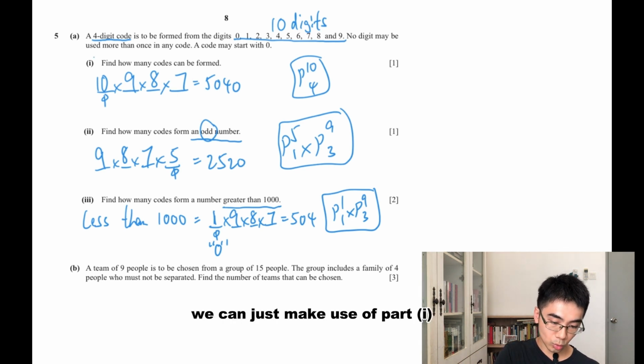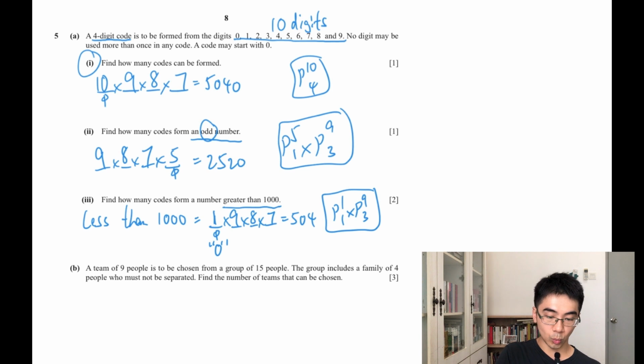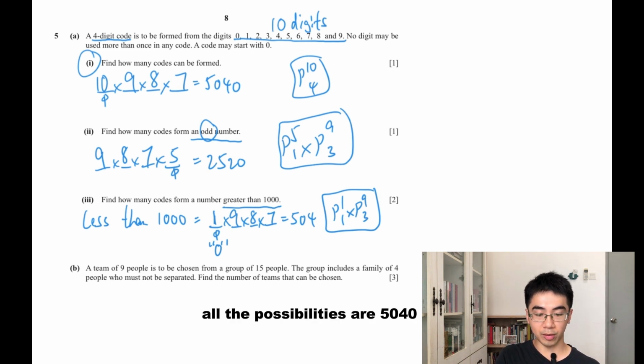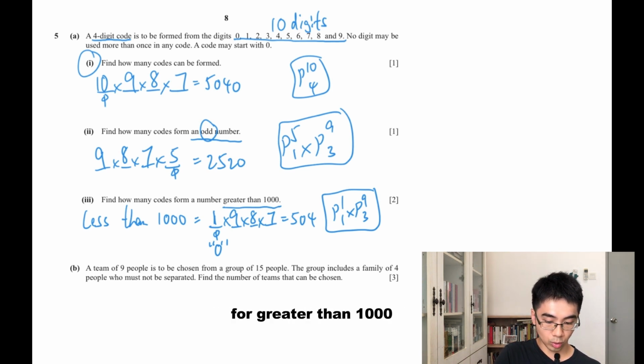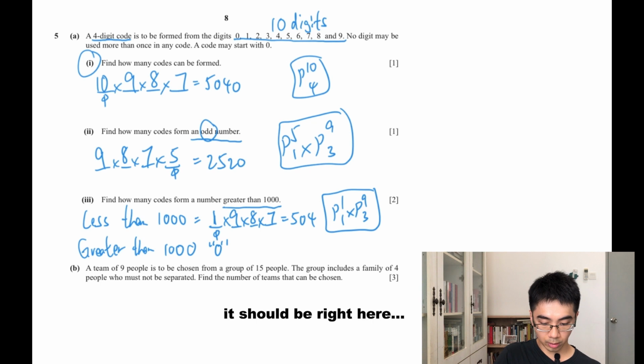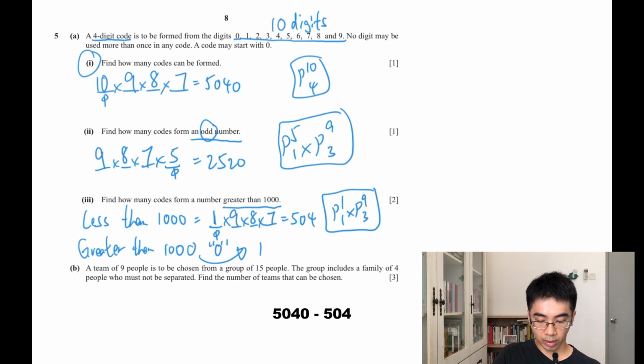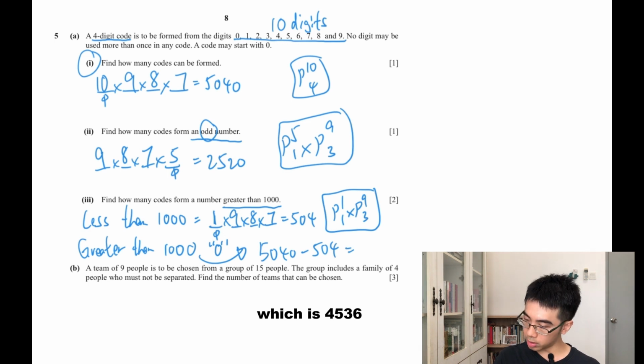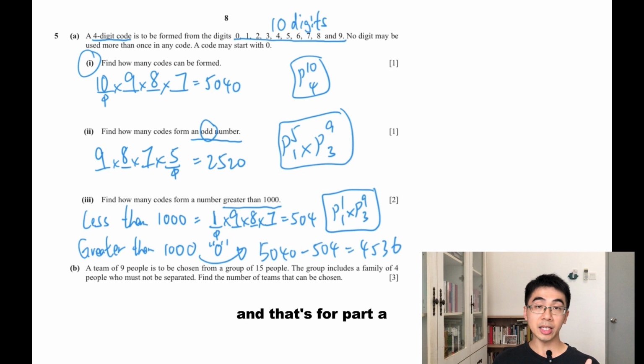So we can make use of part 1. All the possibilities are 5040. So greater than 1000 should be 5040 minus 504, which is 4536. And that's for part A.